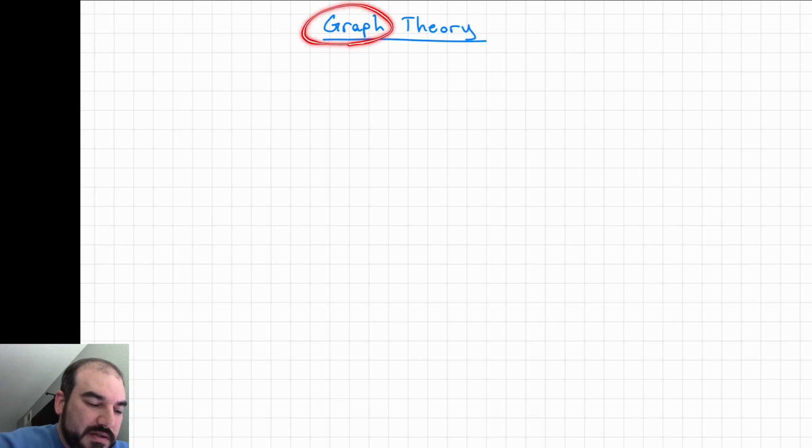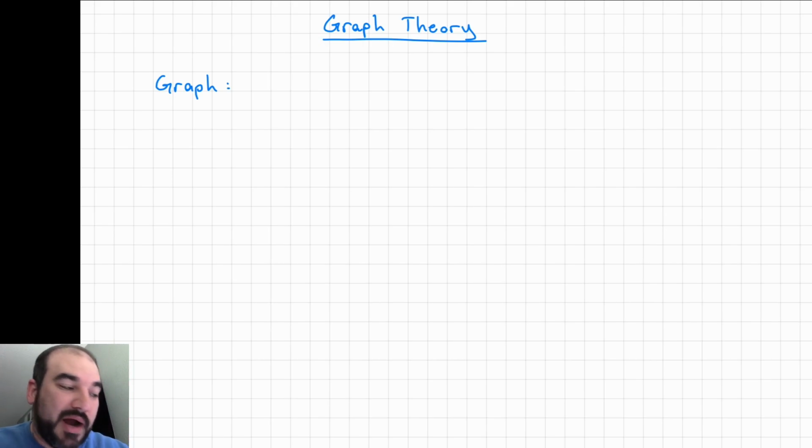The word graph here is not necessarily like the XY axes. It's more about vertices and edges connecting those vertices. So we're going to define what a graph is here, which is, like I said, not like when we graph a function, but this is more about a visual representation of vertices and edges. So things we study in geometry are kind of a subset of graphs.